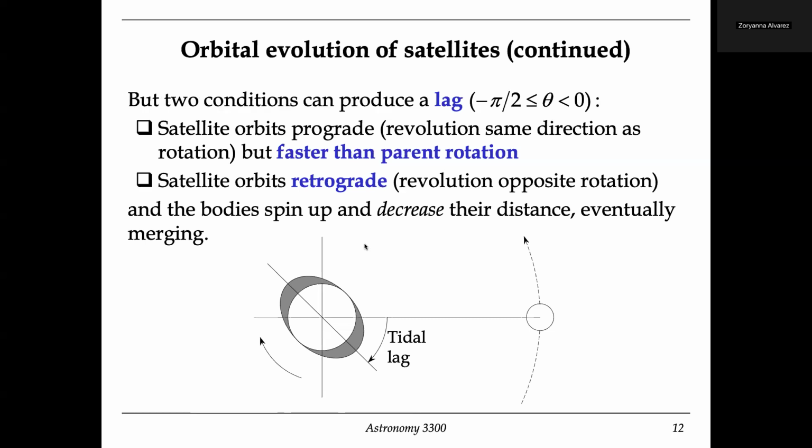Okay, so let's look at the conditions that produce the lag that I was telling you about. So let's imagine for a moment that the satellite has prograde revolution. That is to say, revolution in the same direction as the rotation, but faster than the parent. Does that make sense, what I'm saying here? So you get captured, but you're going around the parent body much faster than the parent body's rotation.